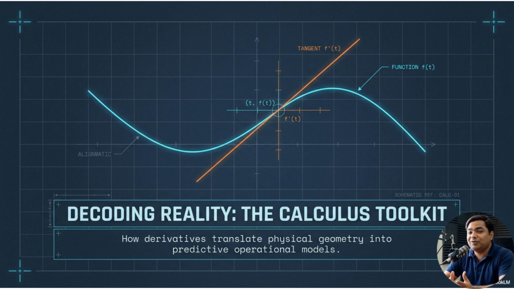In this lesson, we will focus on derivatives. A derivative tells us the rate of change. It converts geometry into motion. It converts a graph into prediction. It converts a physical situation into a mathematical model. So, when we see a curve, we are not only seeing a shape, we are seeing a system that changes. The tangent line tells us the instant direction of change. That is the central idea of this toolkit, using calculus to decode reality.